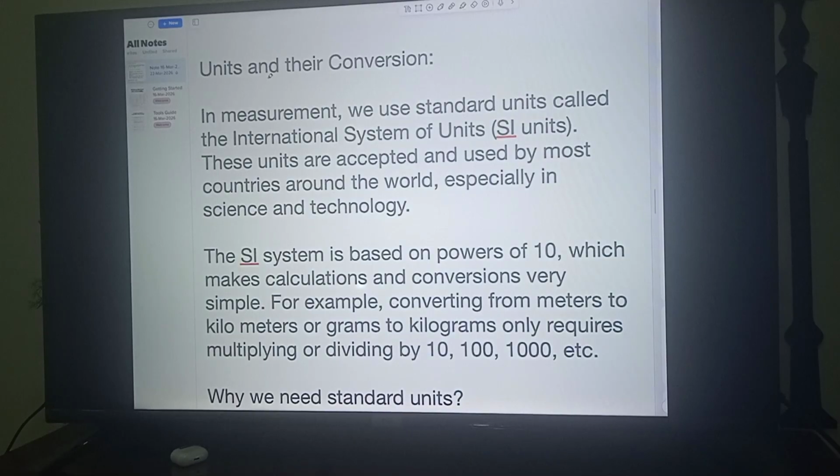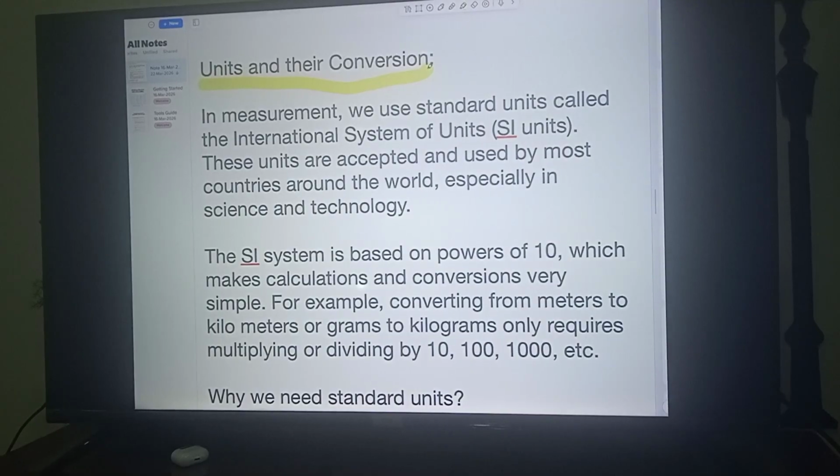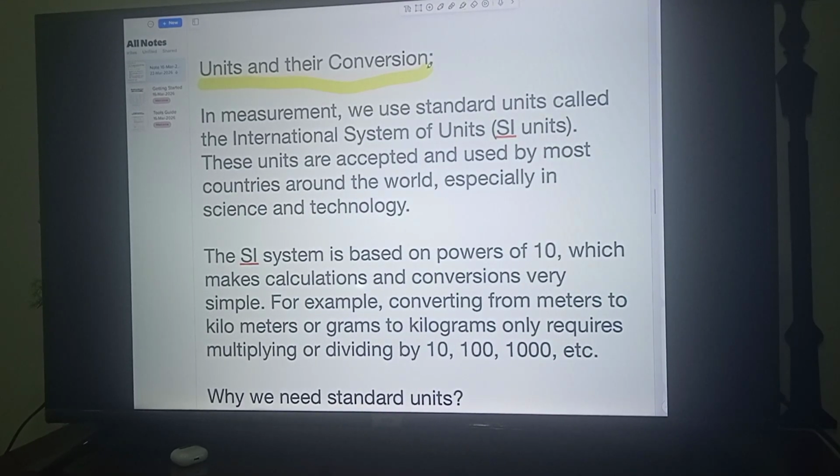Our third lecture is about units and their conversion. In this lecture, we will learn what units are, why units are important, and how to convert one unit into another.